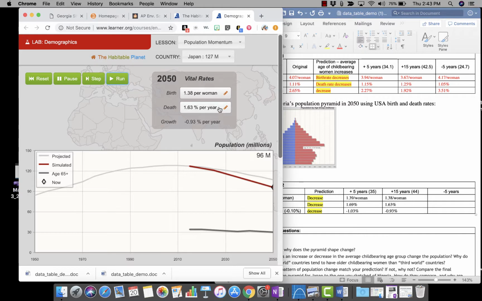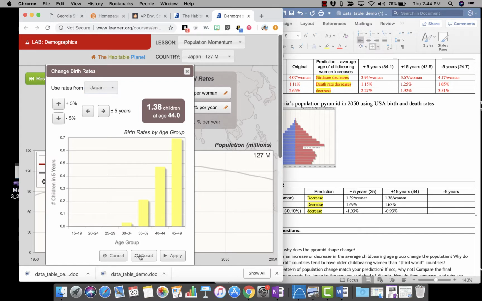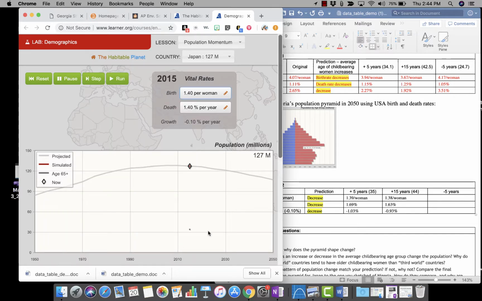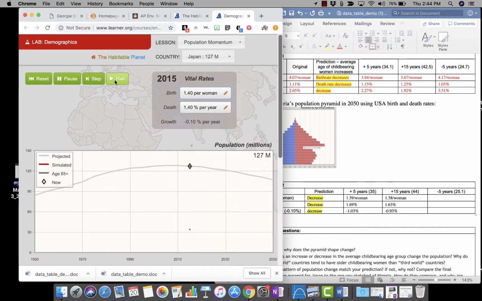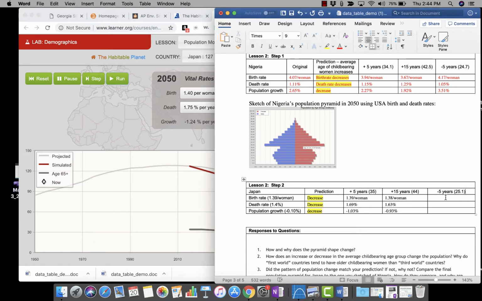They're pretty close. And now let's see what happens if we decrease it by 5 years. Okay, so let's reset this. And we'll go to 25.1 and we'll apply. Okay. Let's see what happens. Okay, we've got 1.4 per woman. Okay, again, that's pretty about the same. 0.75%. It's still going to go up worse. And then negative 1.24%. So that's going to decrease the population growth even more.